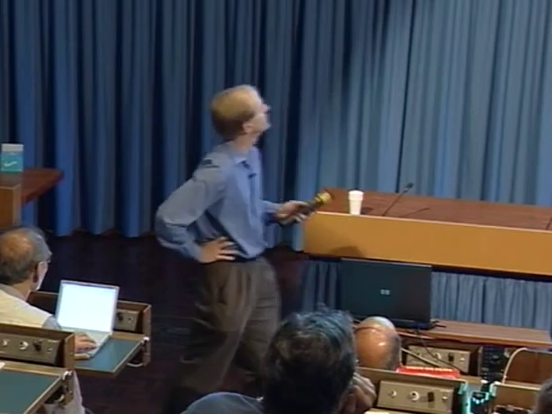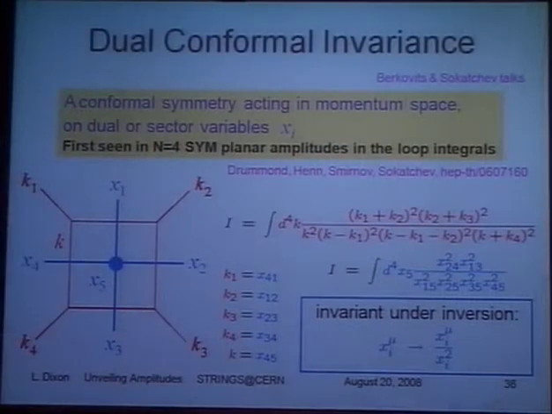So what it's possible to do, they realized, was to write some dual or sector variables that live in these regions here. Okay, and the way they're defined is so that the difference between adjacent regions corresponds to the line that you crossed. So the difference of x4 and x1 is k1, and so on. And then the loop momentum is replaced by x5, and its difference with the different x_i's corresponds to these propagators in the sense of these dual graphs. And then what you find if you rewrite the integral in this form, it's invariant under inversion. It's a very simple thing to check.